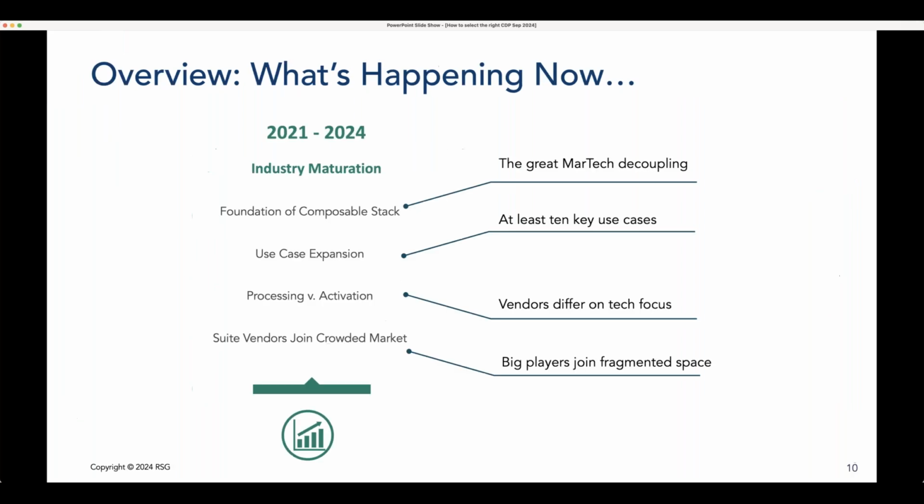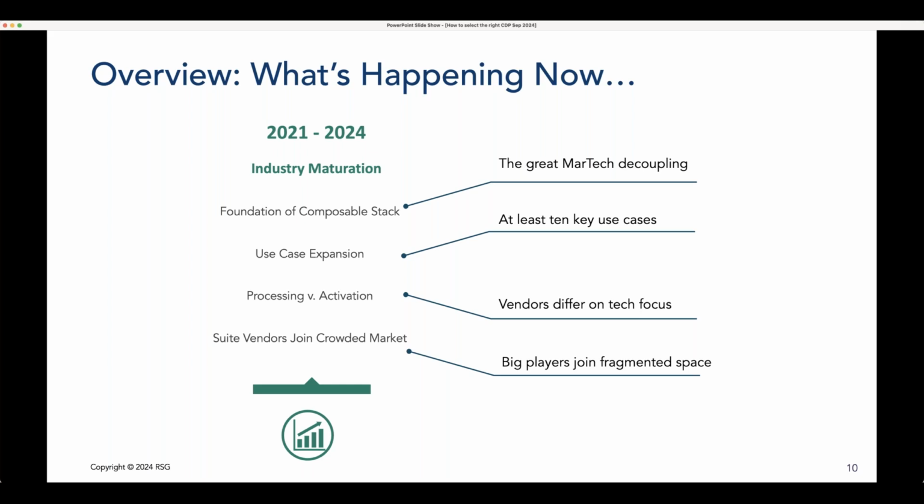Now, if we look at what's going on in the marketplace now, we're seeing a lot of industry maturation. First of all, composable stacks have won the game, and so we're seeing a great MarTech decoupling with these legless services. There's a variety of use cases for CDPs. We identify 10 of them when we evaluate CDP vendors. There's a lot of focus on data processing versus data activation. Some vendors focus more on processing, some more on activation. This is a really key architectural consideration for you.